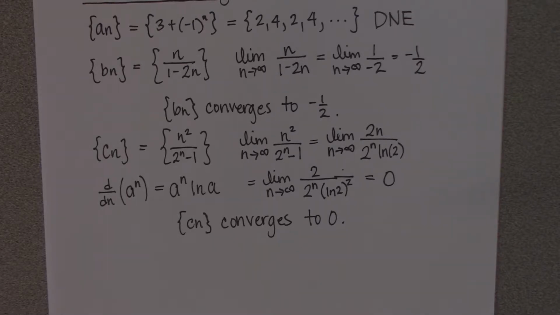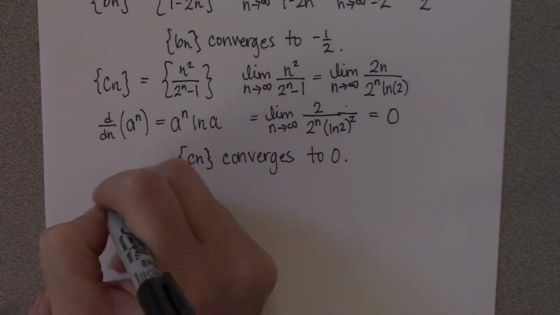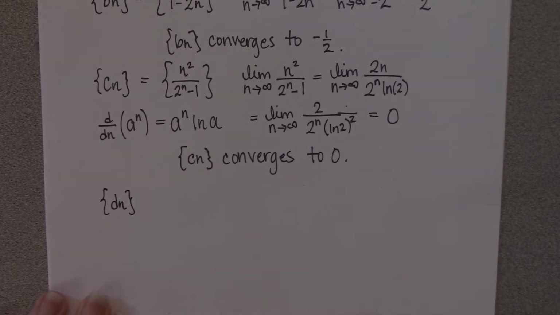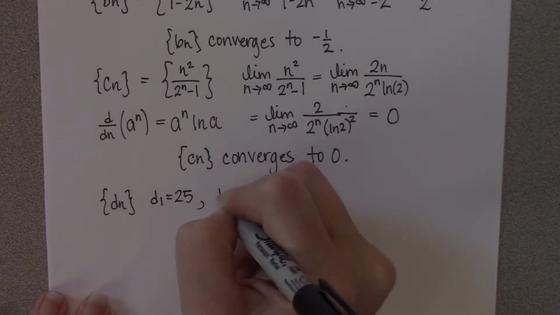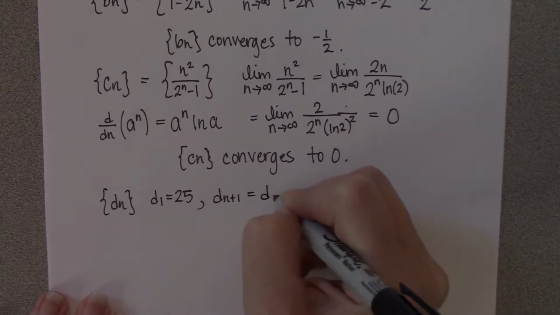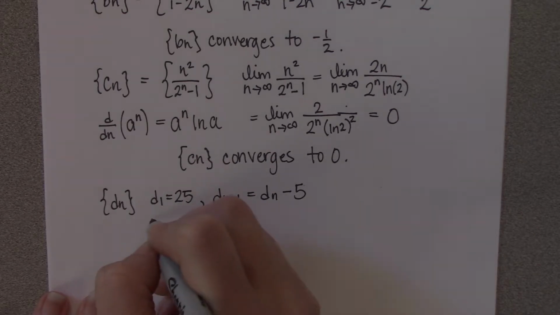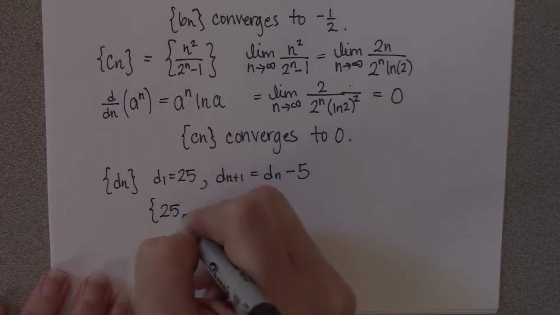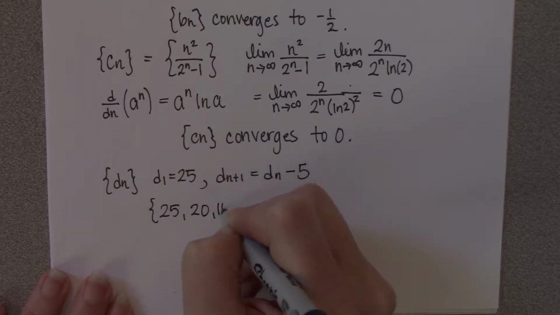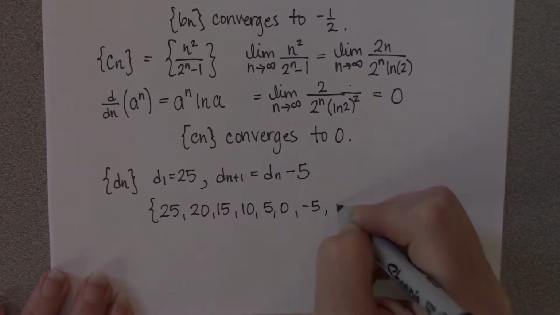All right, and let's look at the last sequence we looked at in our first example yesterday. And this was the one we defined recursively. So we said, well, d1 was 25, but the next term is found by taking the previous term and subtracting 5. So we saw when we did this sequence that we started with 25, then we took away 5, and we kept doing this, and we eventually crossed 0.